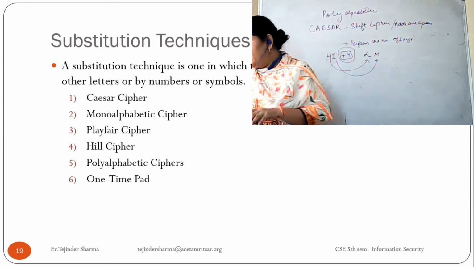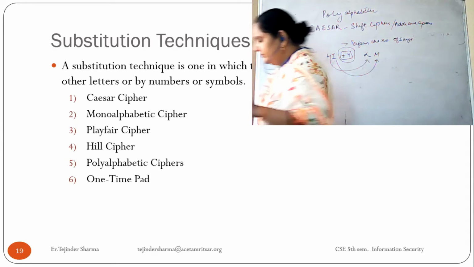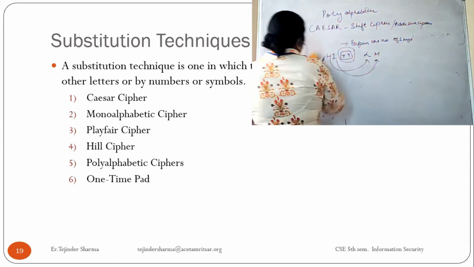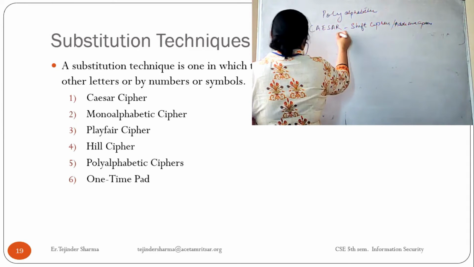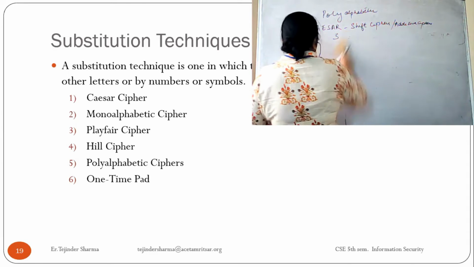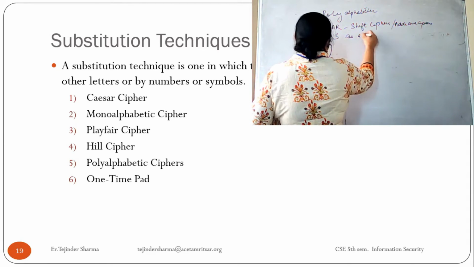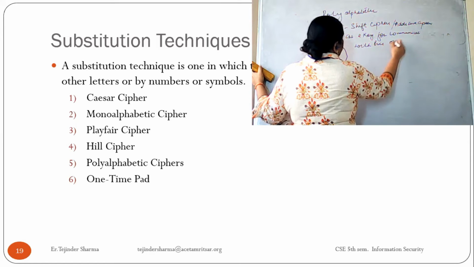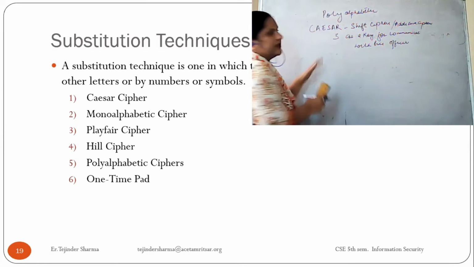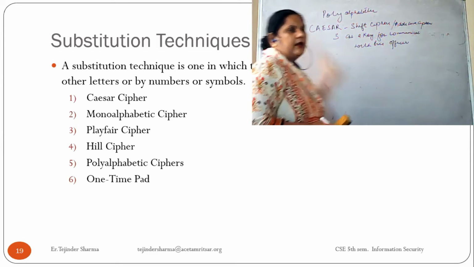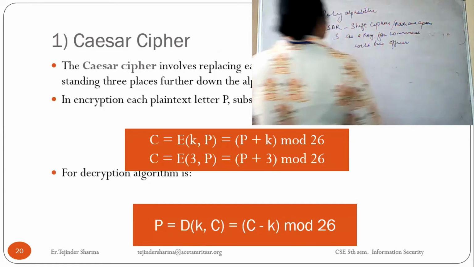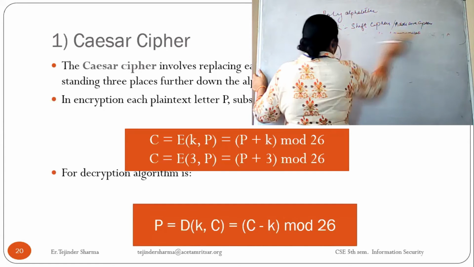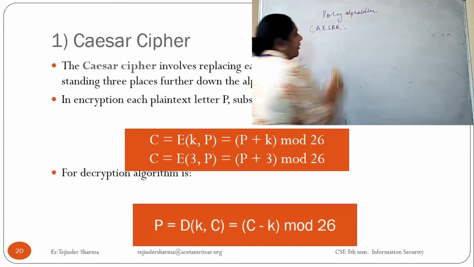Now we have the algorithm. Normally, Julius Caesar used plus 3 as the key for communication with his officers. He normally shifted the words by 3 and communicated with his officers. Now, next, see, these are the algorithms. Caesar cipher is an algorithm which makes use of the following formulas.